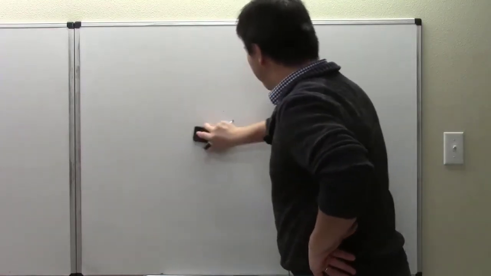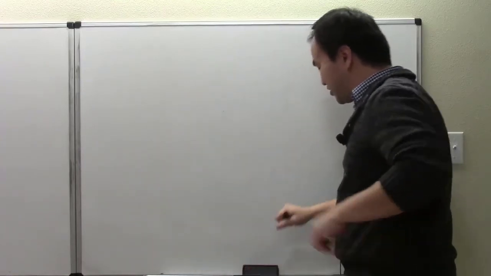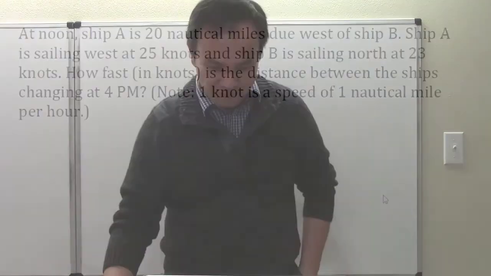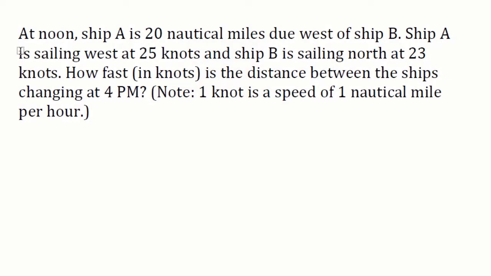All right, so now let's look back and dive into the wording of the problem line by line to extract our information. At noon, I'm only seeing noon here as a time point. Noon is only a time point. Ship A is 20 nautical miles due west of ship B. So we basically have 2 ships on the ocean.